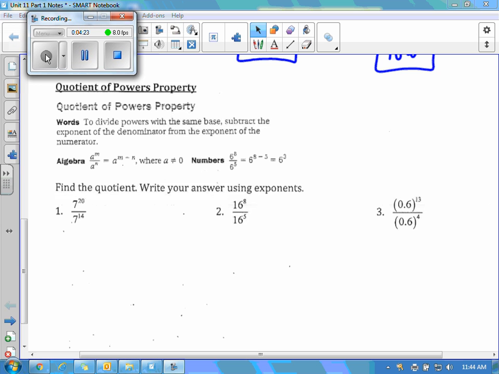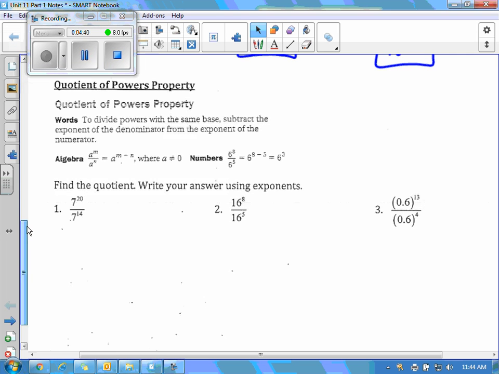So again, I just copied this out of the book. It says to divide powers with the same base, subtract the exponent of the denominator from the exponent of the numerator. So we're always going to do the exponent on top minus the exponent on the bottom. And again, they have to have the same base for this to work.